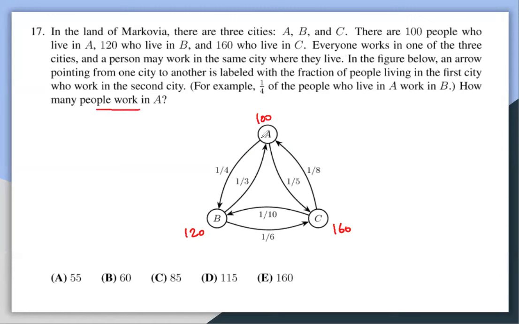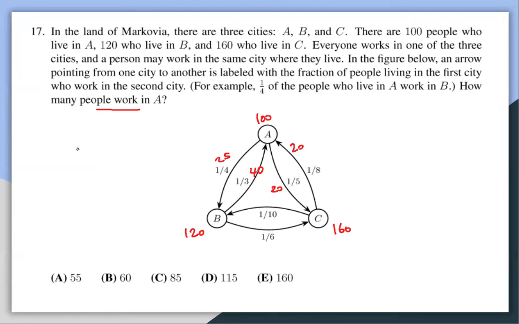Okay, so let's see. If you take the 1/4, that's 25, which means there are 25 people going in this direction. And then this is 100 divided by 5, which is 20 people going this direction. We are looking for the number of people who work in A, so we don't need to do all this. We just need the arrows pointing to A or going from A. So 1/3 of 120 is 40, and 1/8 of 160 is 20.